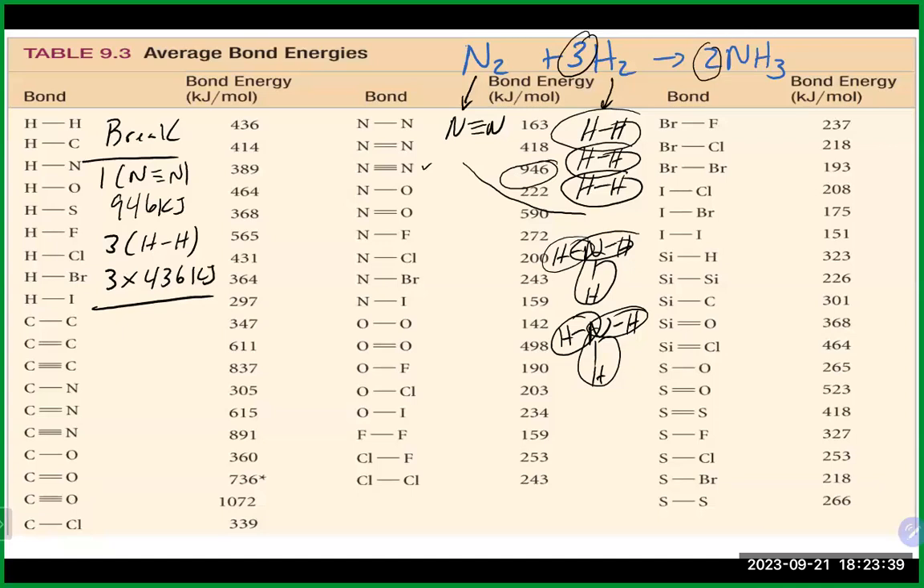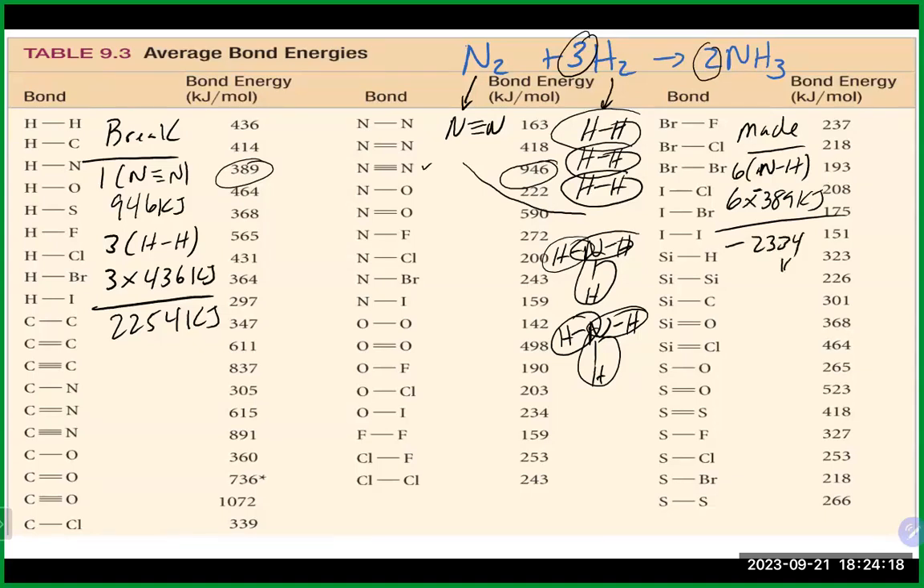That's going to be 3 times 436 plus 946. So that's going to give us 2254 of energy needed to break these bonds. Now we have 6 of the nitrogen-hydrogen bonds. And I'm going to look hopefully on the right side now. Let's find that one there, right about there. I think I was just ahead of the game there. 6 times 389 on that side. And this is going to be exothermic as we are making bonds. So there's going to be a negative value there. So 6 times 389, and that's going to give us negative 2334 kilojoules.